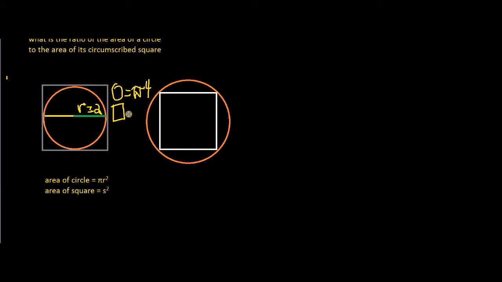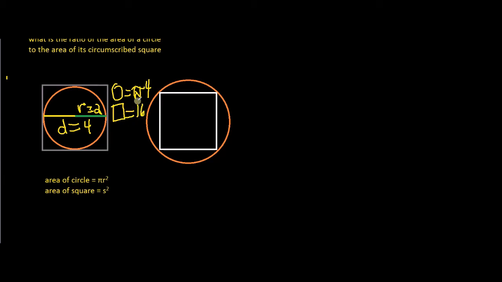So at this point the area of the square is based on the diameter, d, which is 4. Now that also means that s down here equals 4. So the area of the square is just 4 squared, or 16, right?